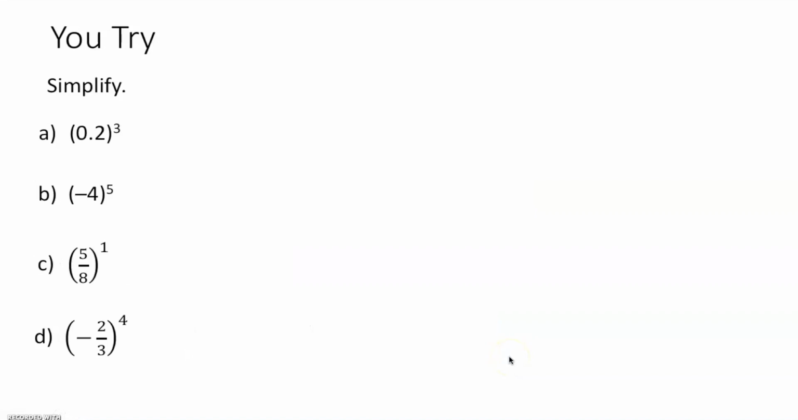You try. Okay, so again, we have 0.2 raised to the third power. That means we're going to take 0.2, multiply it by itself 3 times. So that's going to be 0.2 times 0.2 times 0.2, which gives you 0.008, or 8 thousandths.